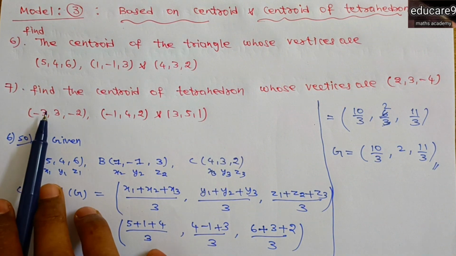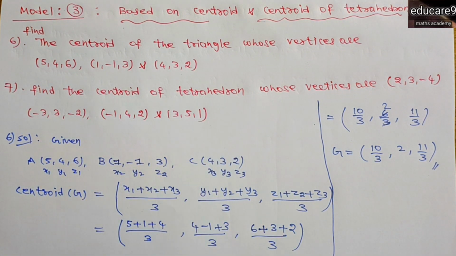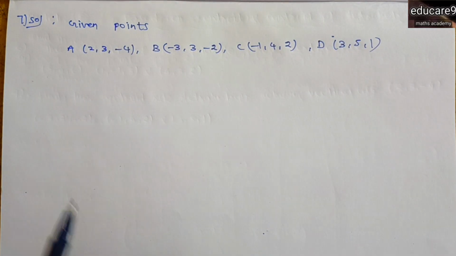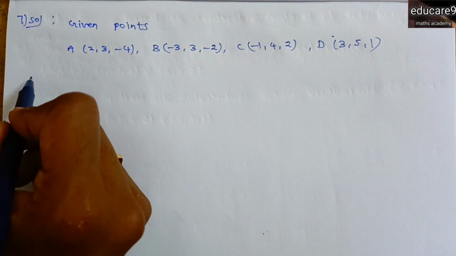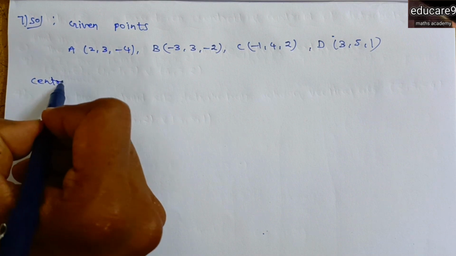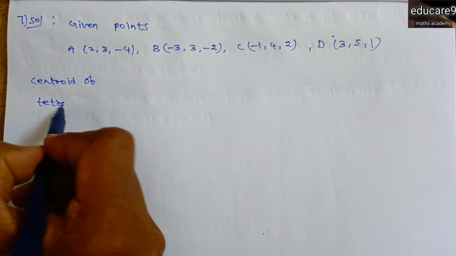So next, question number 7. Find the centroid of a tetrahedron. Clearly one more coordinate is added in the centroid, that is x4, y4, z4, and the remaining is as it is. So these are the given points, to find the centroid of the tetrahedron.